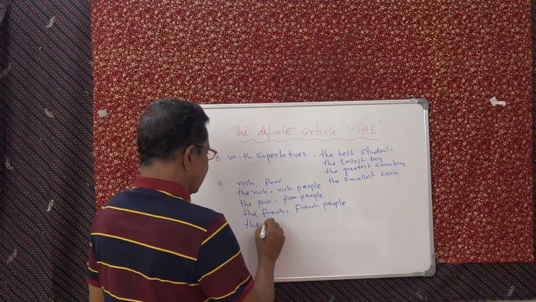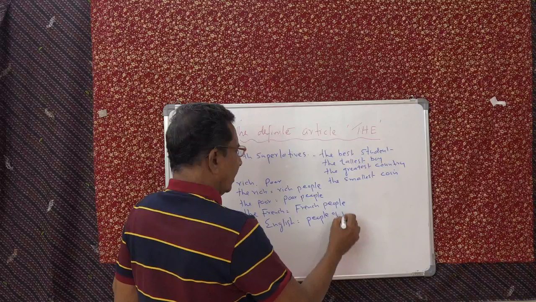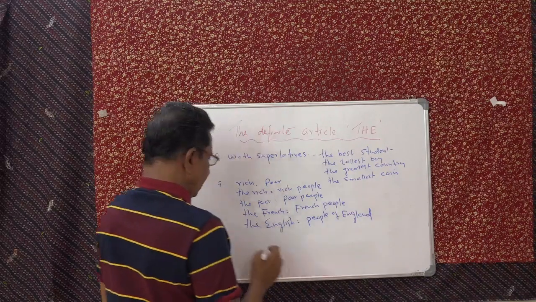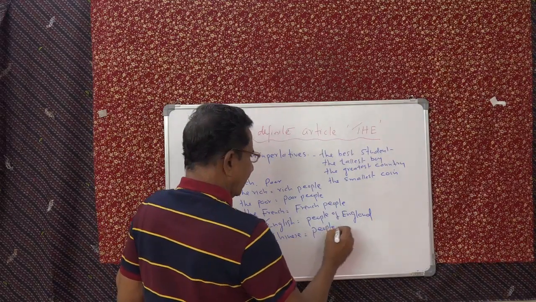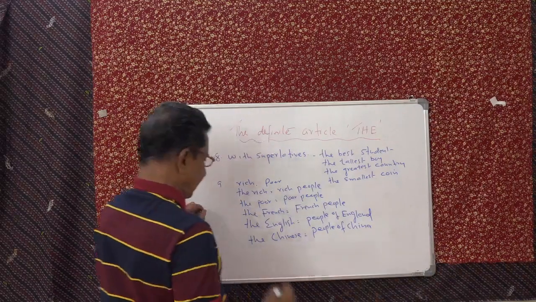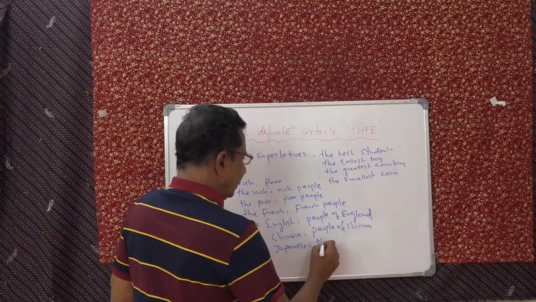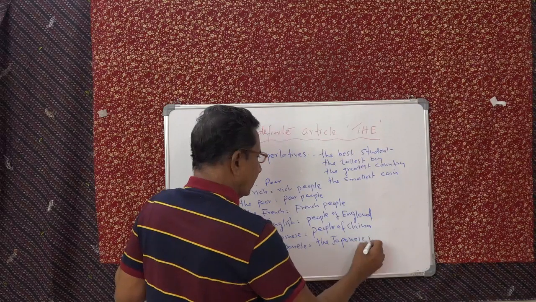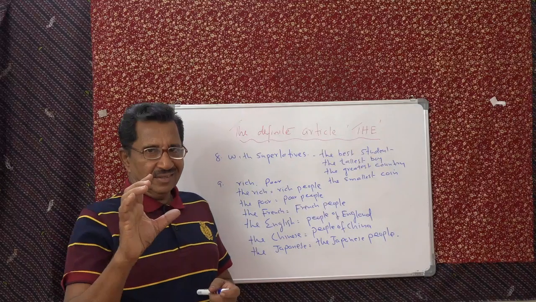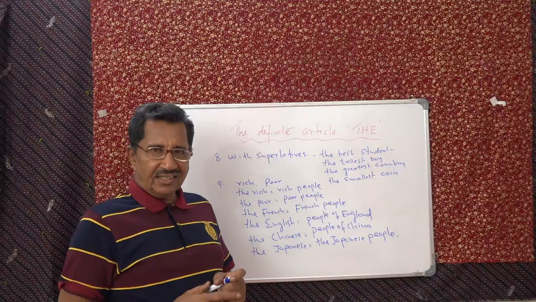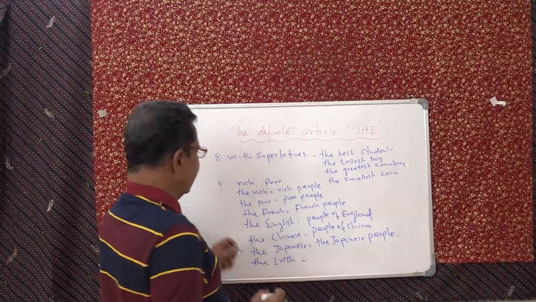The English or the British means people of England. The Chinese means people of China, or Chinese people. The Japanese means the Japanese people, or people of Japan. So in this case we use the with the adjective: the British, the French, the Chinese, the English, the Irish. Then the rich, the poor.